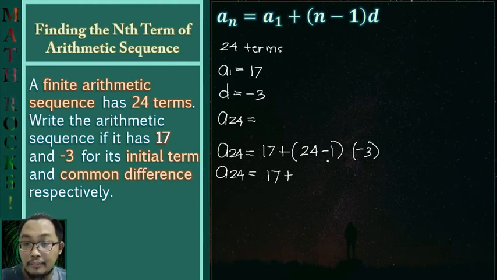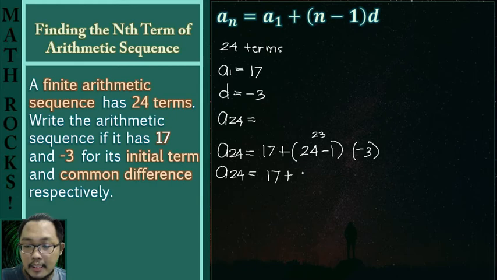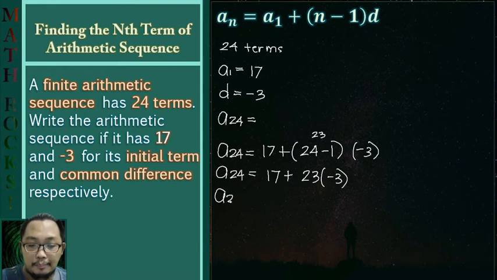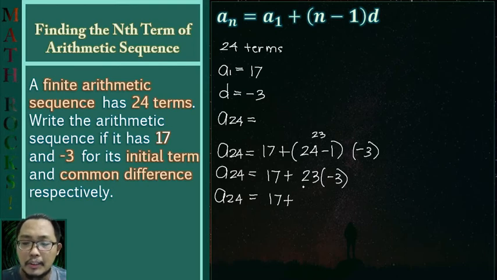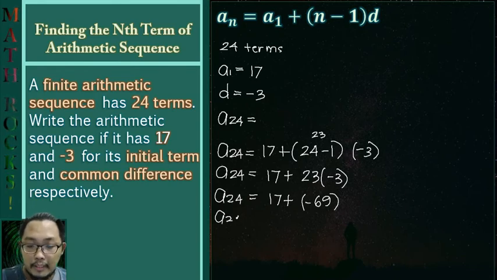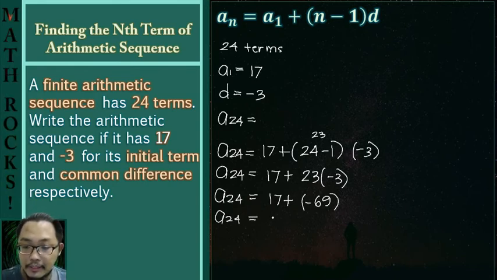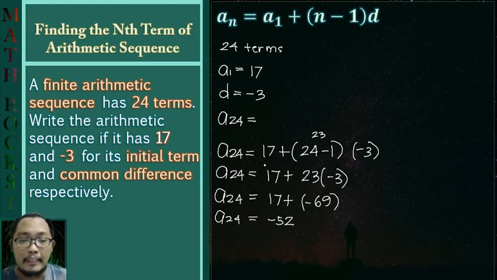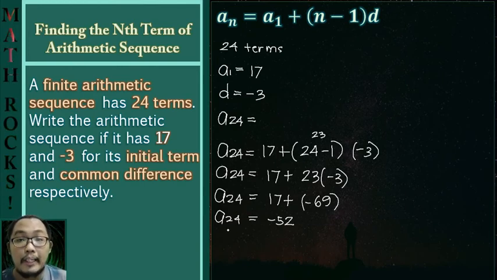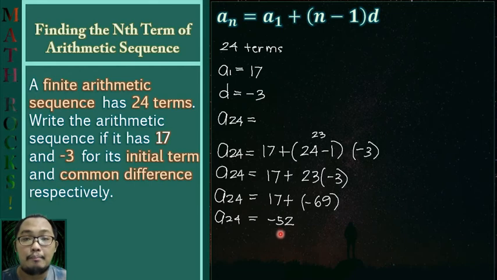So here we have our 24 minus 1, which is equal to 23. And we multiply this 23 with negative 3. And manipulating this further, we have 17 plus the 23 times negative 3. So this gives us negative 69. And let us simplify this expression. So adding these two numbers together gives us negative 52. So that means the 24th term of the arithmetic sequence is negative 52.